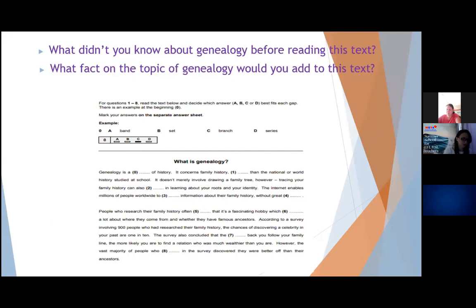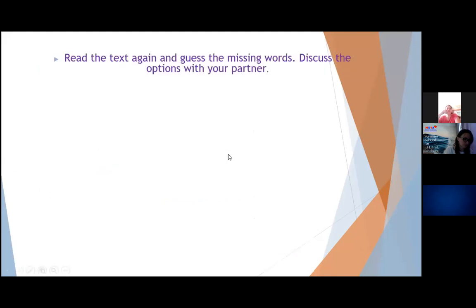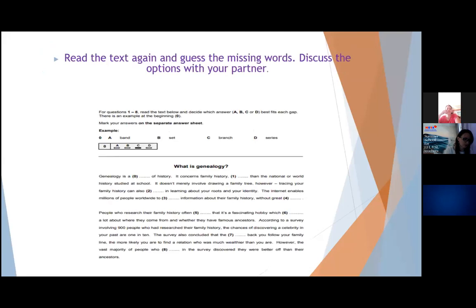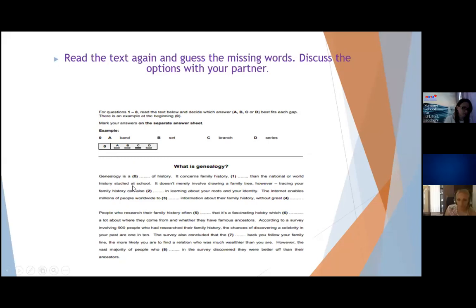So the next one will be to keep on working with this text, but this time we are dealing with the missing words. And here again, no options. Why no options? Because first, I would like my students to show what they can do. Of course, you need to make sure that the text is not too demanding, right? But still, when you're looking here, it concerns family history, then the national or world history studied at school.